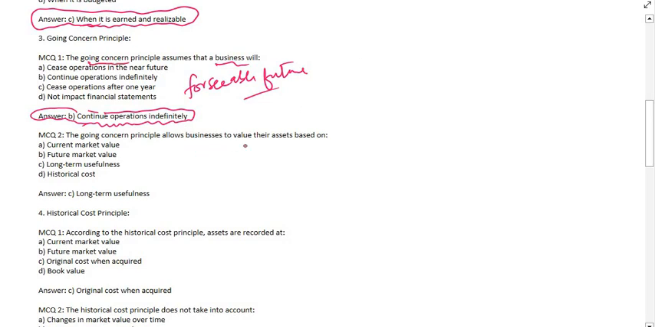The going concern concept allows businesses to value their assets based on long-term usefulness, because we are thinking that we will not be bankrupt in the future, and we don't have the intention to cease our business, so we value our assets based on their long-term usefulness.